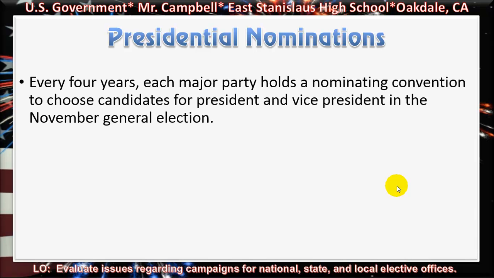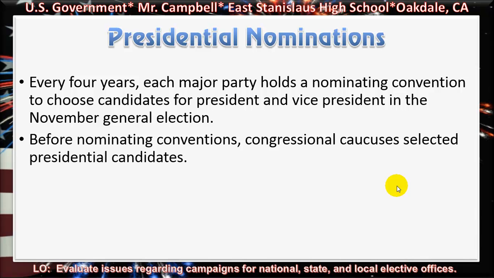Presidential nominations. Every 4 years, each major party holds a nominating convention to choose candidates for president and vice president in the November general election. And they hold those in the summer, usually late summer, maybe late July or in August. Really, September kind of marks the beginning of the campaign season for the November election. But generally, these campaigns that really kick off each side's election take place in the summer, usually in August.